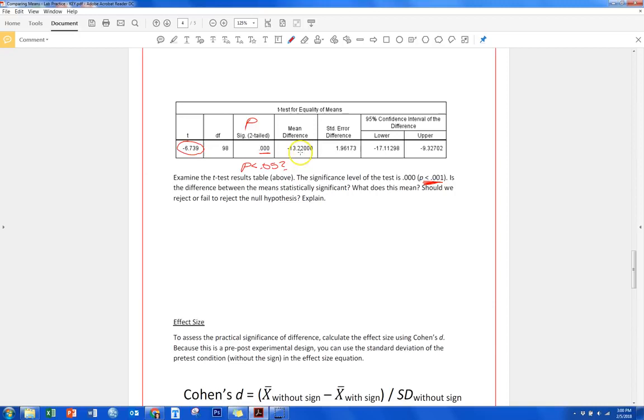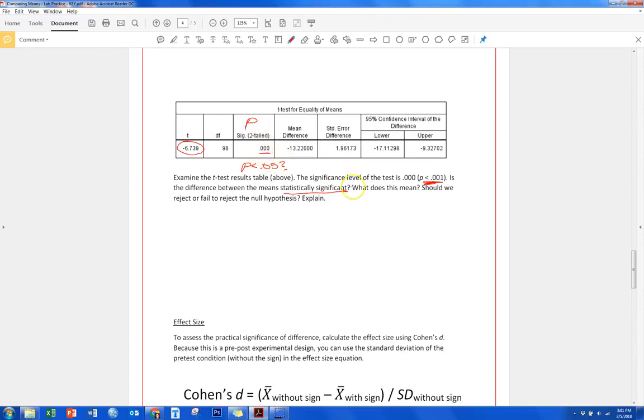The mean difference, 13.22. Remember, we worked that out earlier. So this is just subtracting those two. The standard error of the difference, and then a 95% confidence interval of the difference. So we are 95% confident that the true difference is somewhere between 9 miles an hour and 17 miles an hour. Notice that this range does not include 0. Therefore, we do have significance at the 0.05 level. So yes, it is statistically significant because p is less than 0.05.